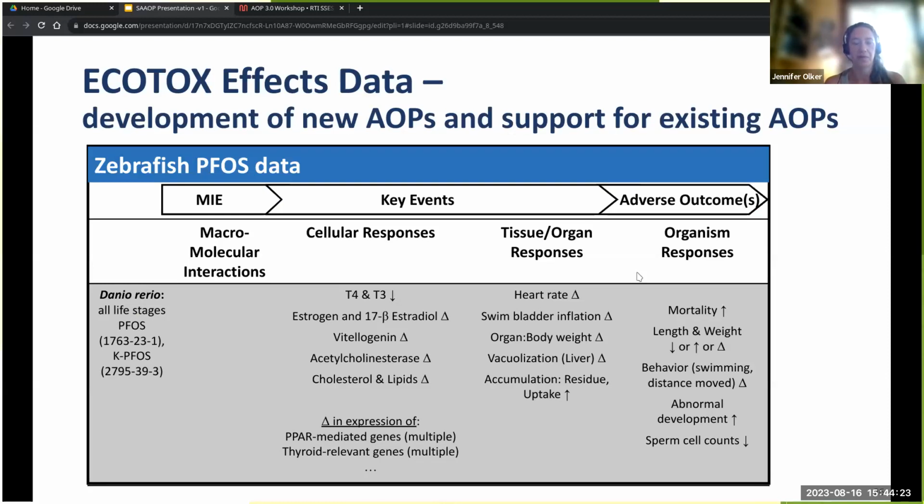This was done manually, but we hope that in the future this could be more of an automated or semi-automated approach. And next slide.